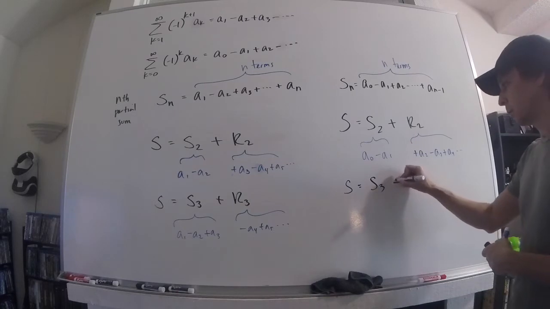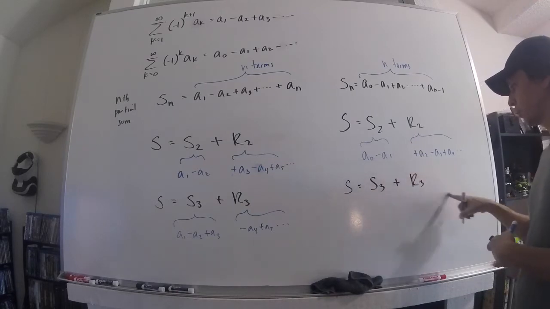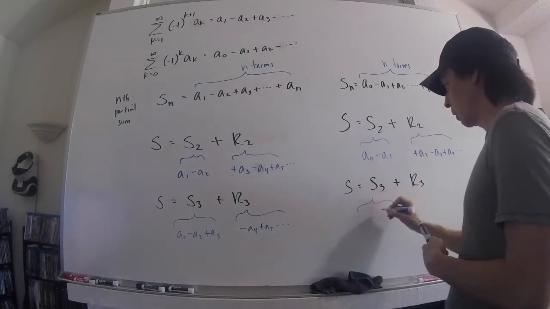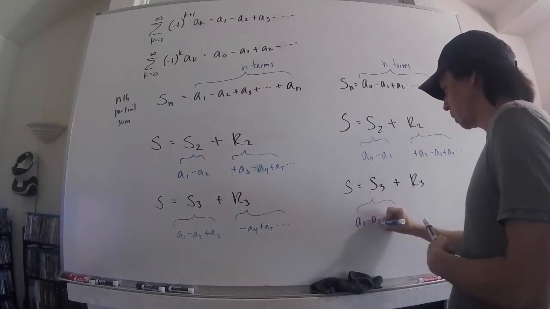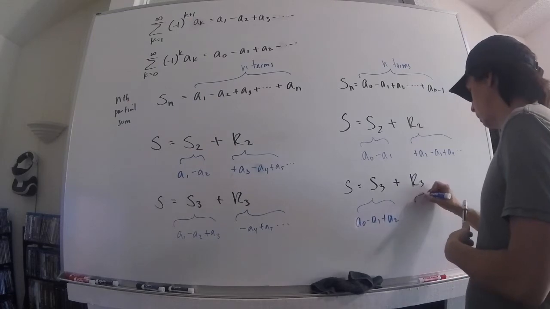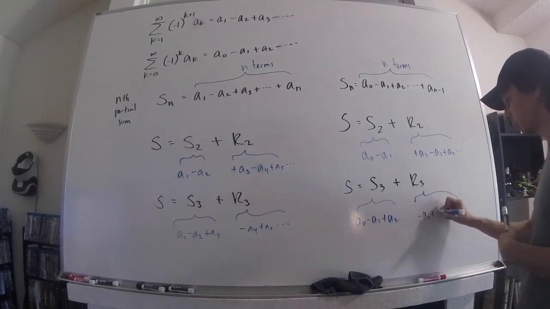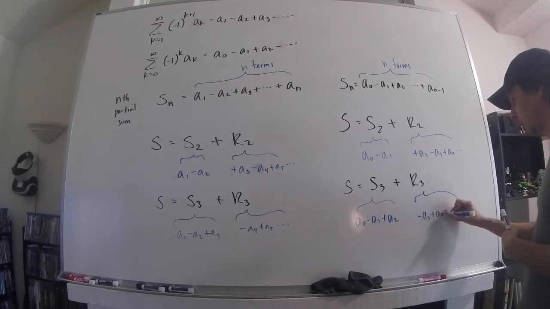And if we choose to do the third partial sum and use that as an approximation, then you're off by a remainder term. Your error is based on the rest. Let me write it out. You've got A0 minus A1 plus A2, and your remainder is everything else after that: minus A3 plus A4 minus A5 and so on.